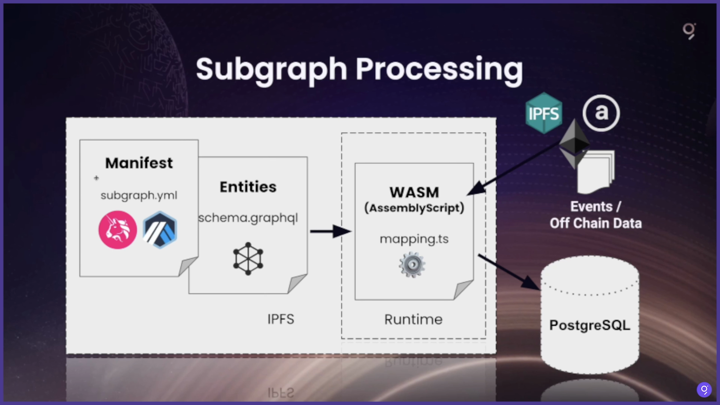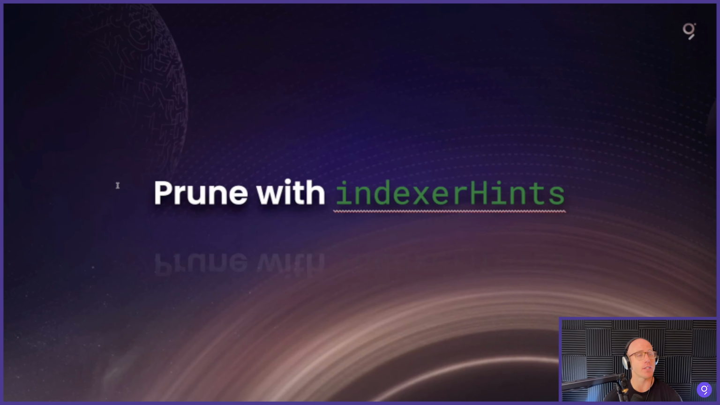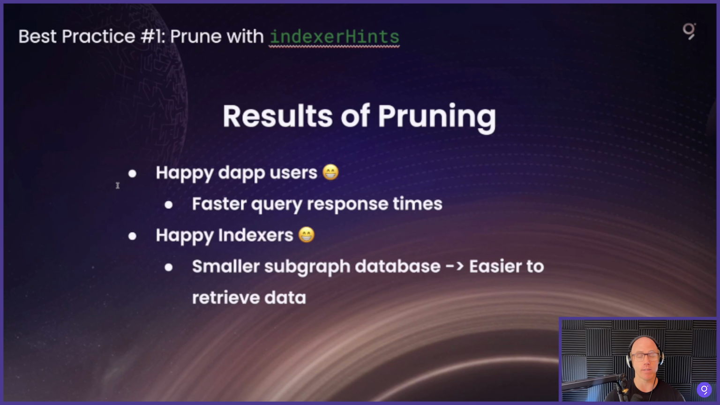The first best practice, which was brought to the attention of myself and many other developers within the Edge and Node team, is a relatively new feature: pruning with indexerHints. For those of you who have older subgraphs, you might not know about this one. So let's see what happens when we have best practice 1, pruning with indexerHints.